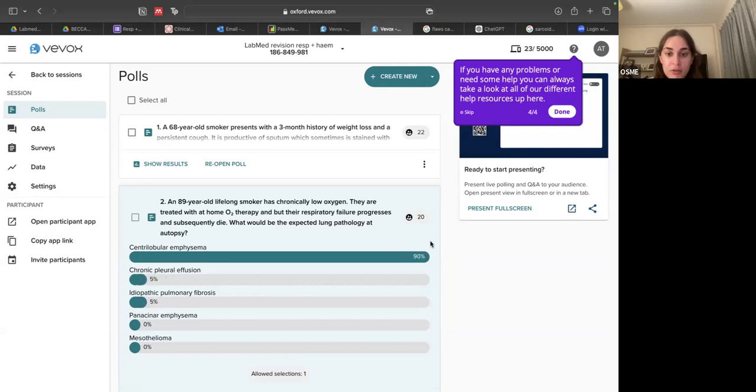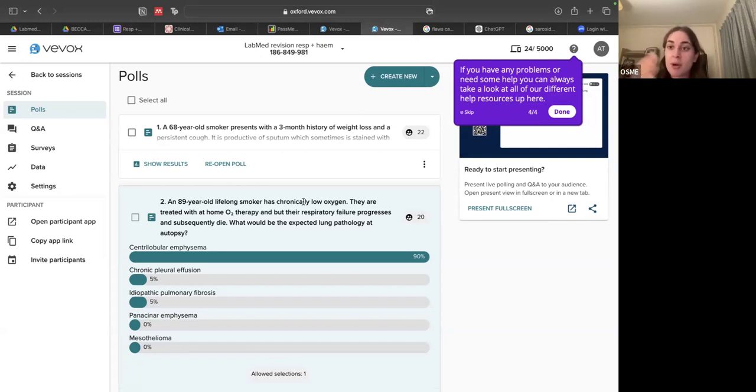Okay, I can see that for the most part, yes, it is centrilobular emphysema. The only time you don't really want to think about idiopathic pulmonary fibrosis, although smoking's a risk factor, you can see that they've led you in the question to think that they're a lifelong smoker and they've got chronically low oxygen. So you're now thinking, okay, they probably have COPD. Common things are common in lab med.